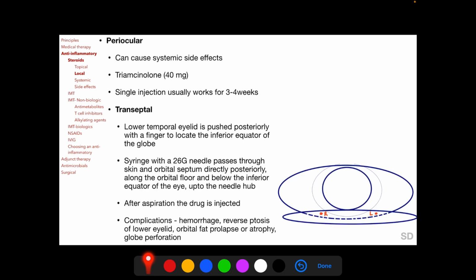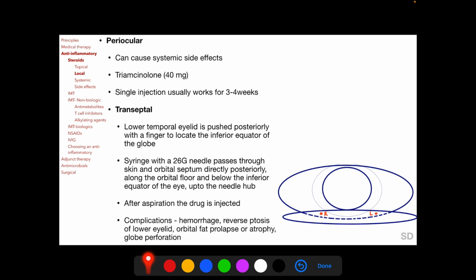Periocular injection can be given either through the transseptal route or the posterior sub-Tenon route, and periocular injections can cause systemic side effects. The drug usually used is triamcinolone at a dosage of 40 mg, and a single injection of periocular triamcinolone usually works for 3 to 4 weeks.